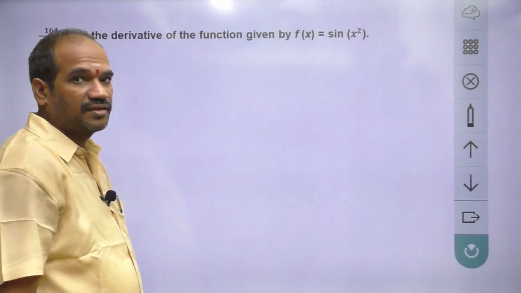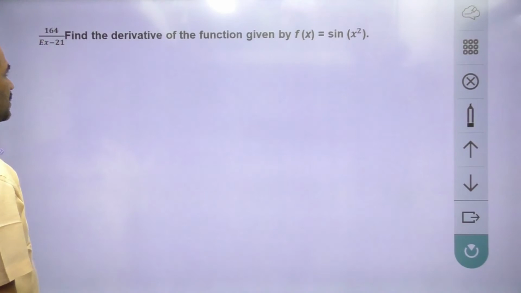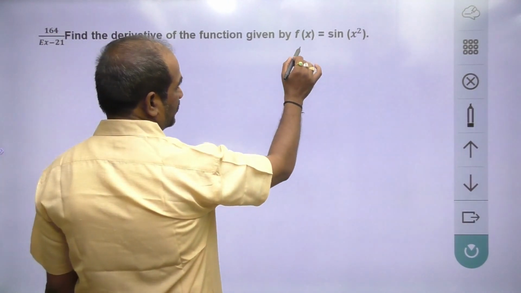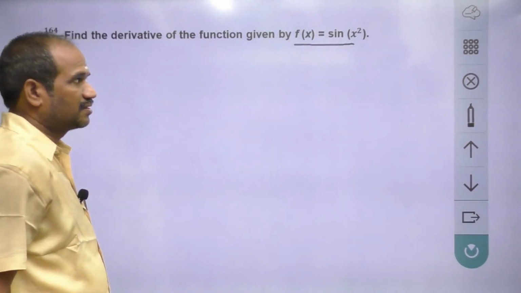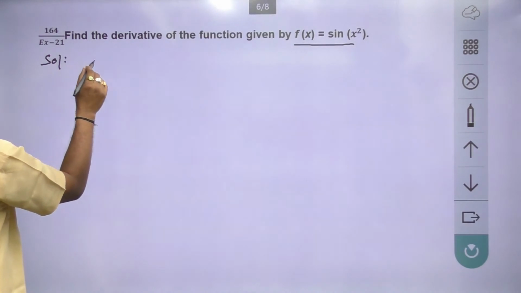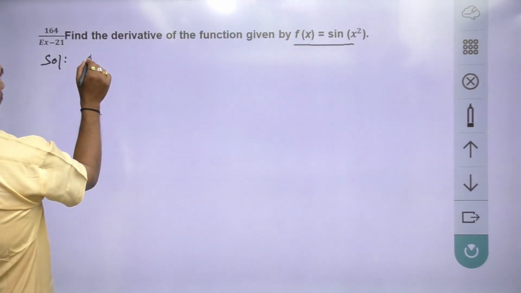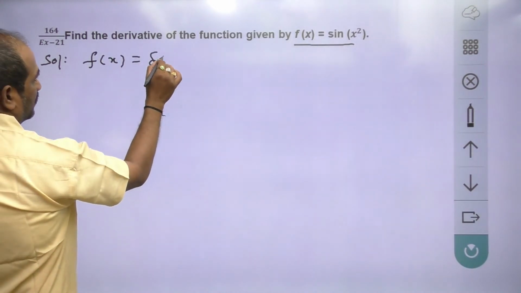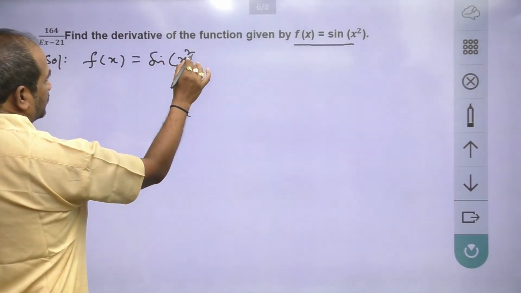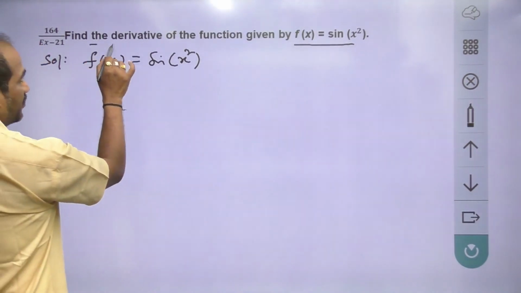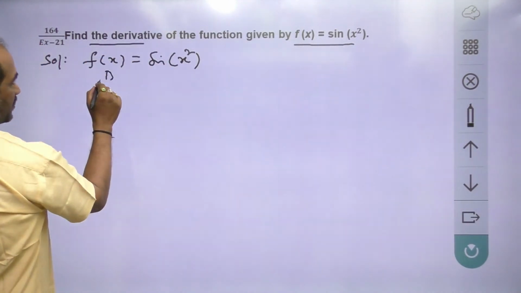Okay, in this next question, find the derivative of the function f of x equals sin of x square. Find the derivative of the function.